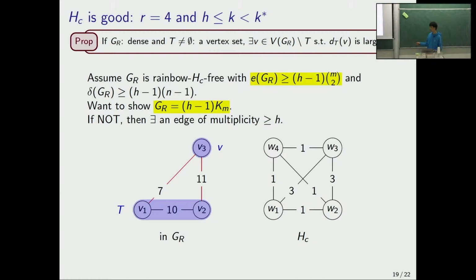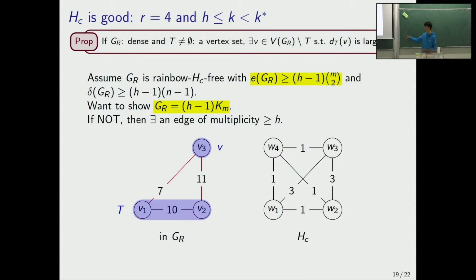And in GR, we use the proposition to show that there is at least one vertex V whose degree toward T, our T is now V1, V2, is large enough. So this means the multiplicity of these edges, V1 V3 and V2 V3, when we add them, is large enough.